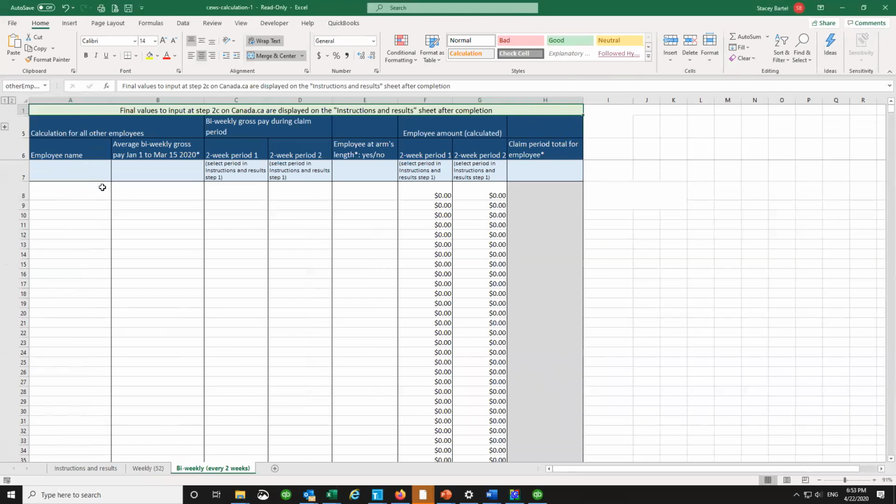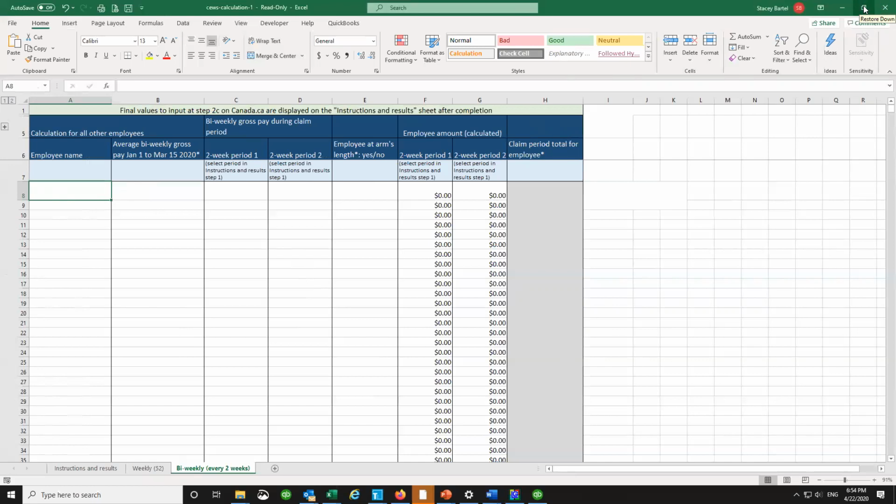So let's take a look at the information it's looking for. It wants our employee's name, the average biweekly gross pay, the 2-week pay for period number 1, and the 2-week pay for period number 2. Because remember, there's multiple payrolls in this payroll period. So now we need to gather the information.